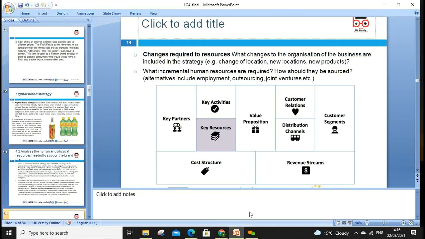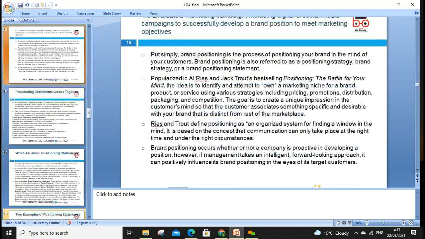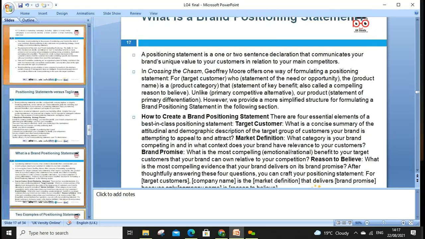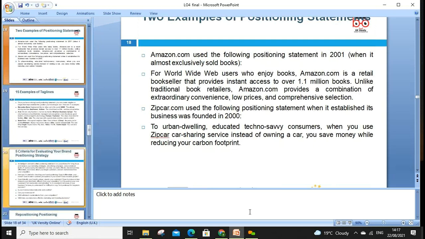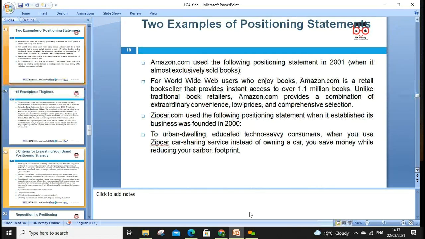What is the morale, what is the culture of the organization, what capacity level are we using? All these questions we have to ask. So, changing the resources: what changes to the organization of the business are indicated by the strategy, change of location, new product? Is incremental human resource required? Should they source alternatives to employment, outsourcing, joint venture, customer relations, distribution channel, customer segment, value proposition? You have to consider the cost structure and revenue stream. These are the questions we have to ask to meet the needs and wants of the customer for the brand which we are going to launch.